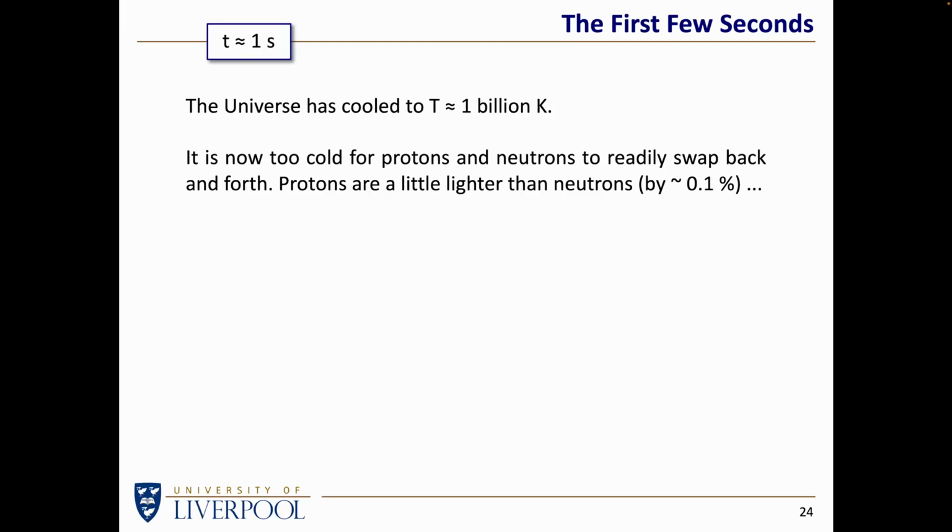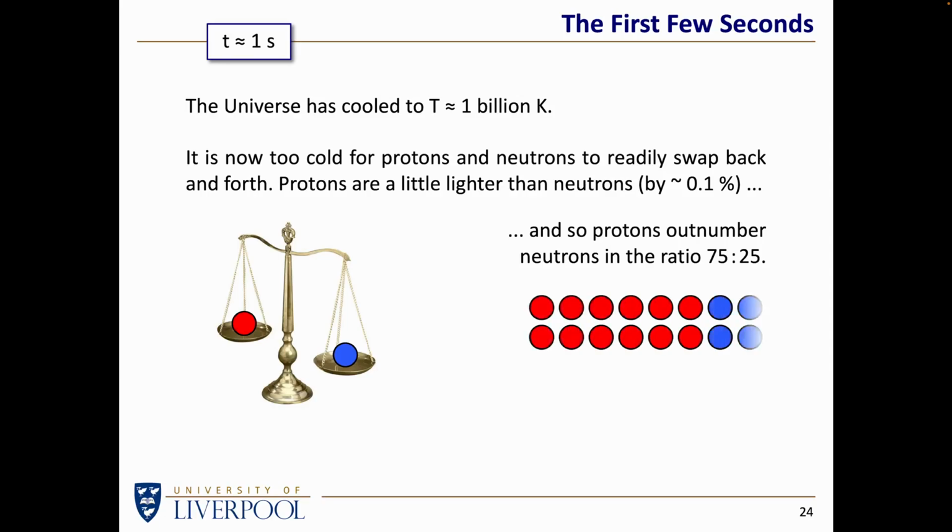How do we know? Because we can measure them in the laboratory today. We know that protons are a little lighter, and we have no reason to believe that the protons and neutrons in the early universe are in any way different from the protons and neutrons that we see today. So if protons are a little bit lighter than neutrons, and we can no longer swap backwards and forwards, we find that protons outnumber neutrons. They are not made in equal numbers because they are not the same mass.